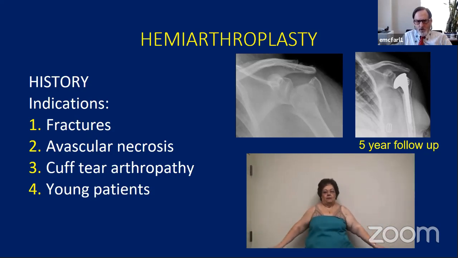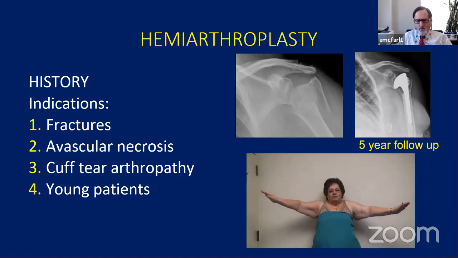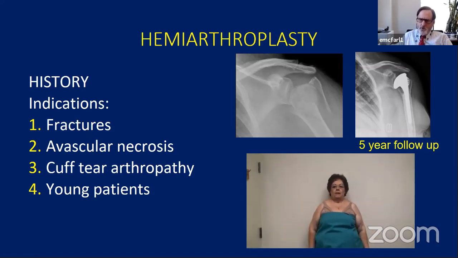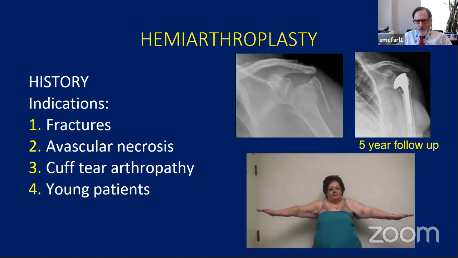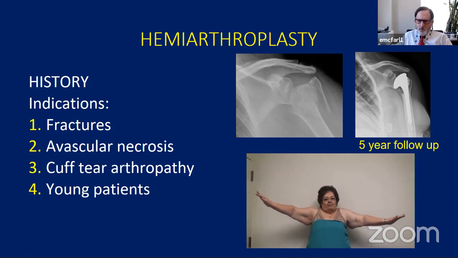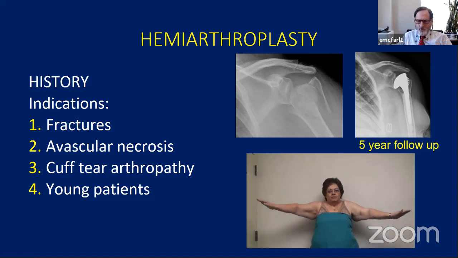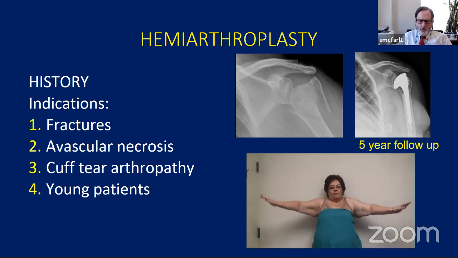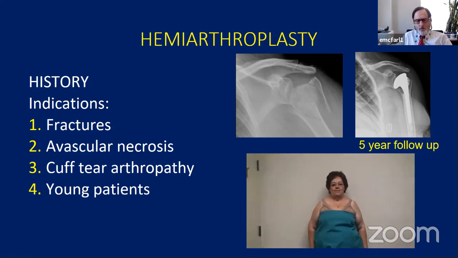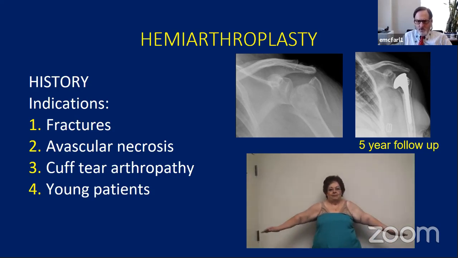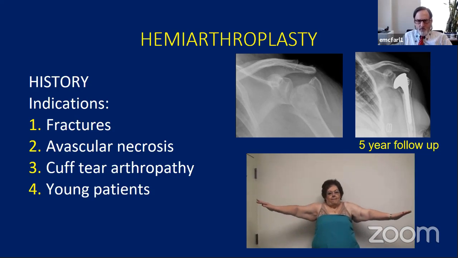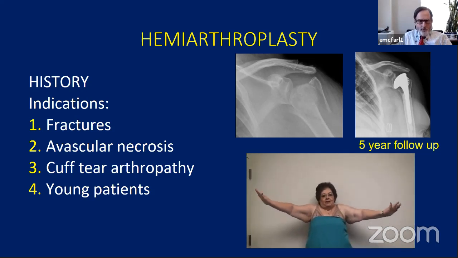It's also used sometimes for avascular necrosis. It can be used for cuff tear arthropathy in some given patients, and also oftentimes is used in younger patients where you don't want to resurface the glenoid side. But this is a typical result in the patients who've had a hemiarthroplasty for a fracture. Even though fractures can be treated with internal fixation or hemiarthroplasty, they sometimes don't get excessive range of motion. But again, if you do it for pain, they're usually pretty happy.